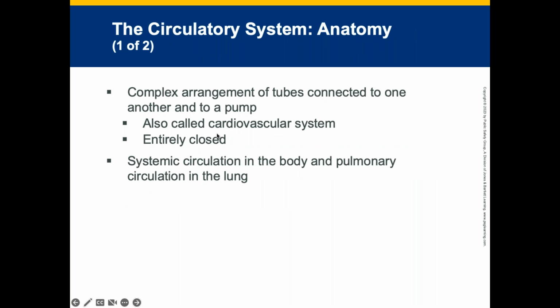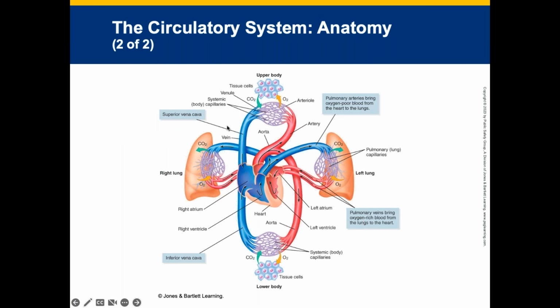All right, so the circulatory system is a complex arrangement of tubes connected to one another and to a pump. Kind of like a fire truck, no different, right? The pump. Also known as the cardiovascular system, which is entirely closed, there are two circuits in the body: systemic circulation in the body and pulmonary circulation in the lungs. This helps oxygenate our system. Round and round it goes.